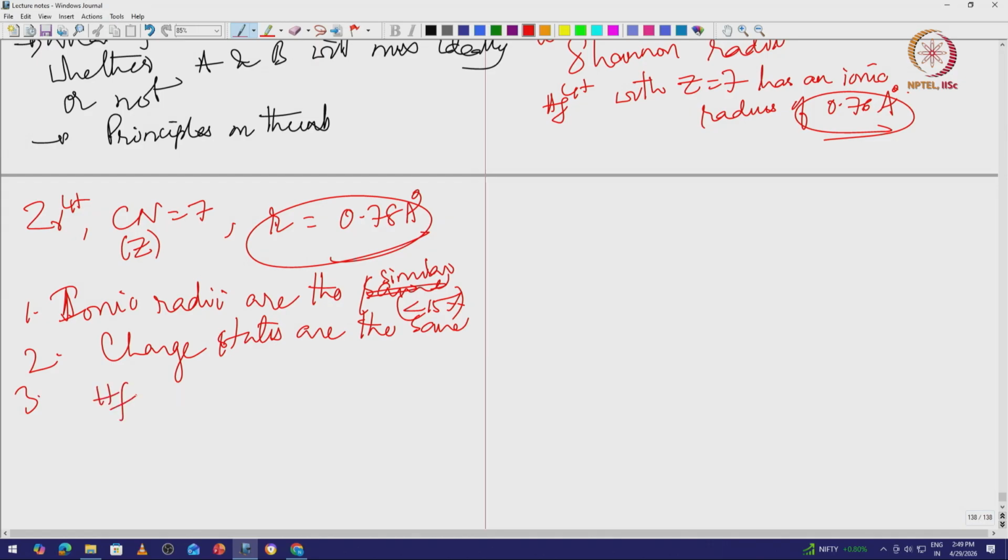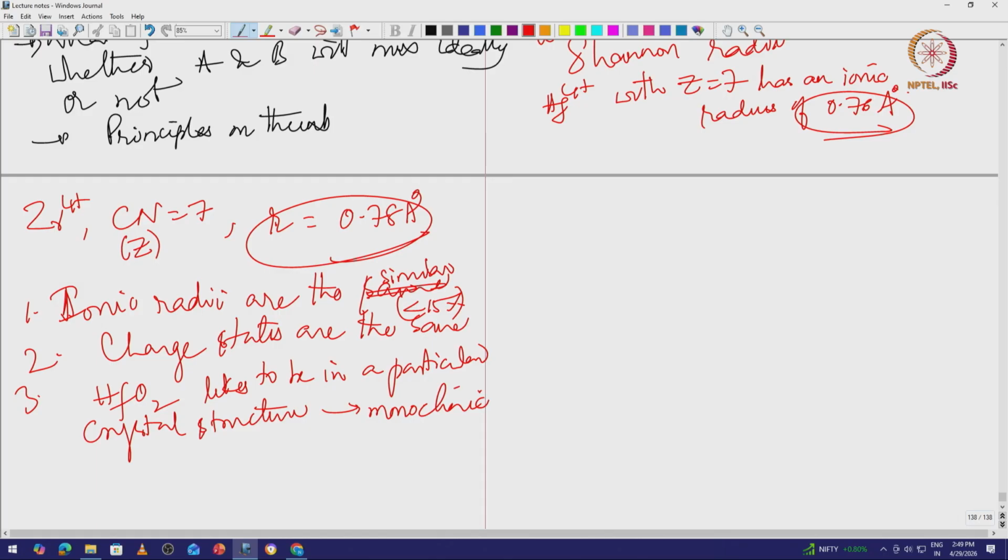hafnium oxide likes to be in a particular crystal structure, what is called the monoclinic structure. If you really know something about space groups, this is what is called P21 by C. Space group, if you do not know, that is fine. You can check out my other course where I talk about space groups, and zirconium oxide also likes to be in the same crystal structure.